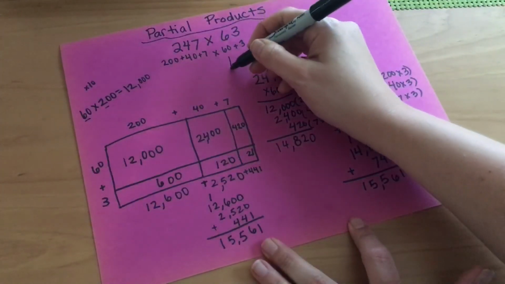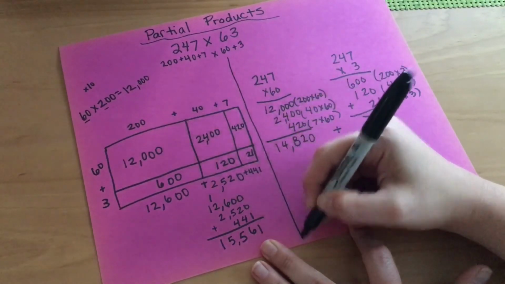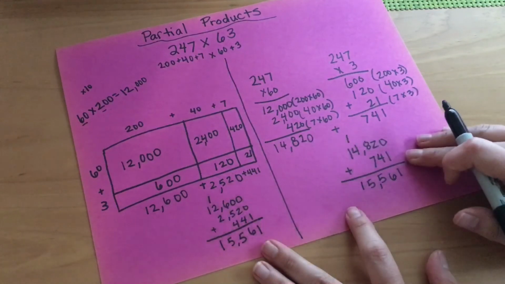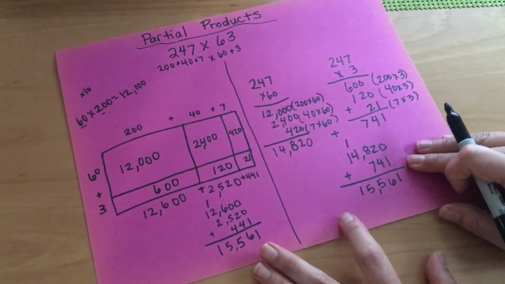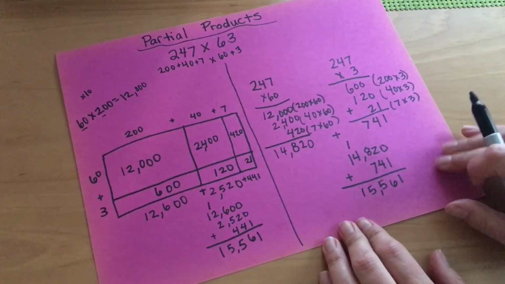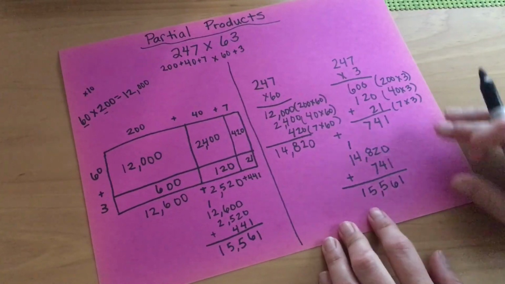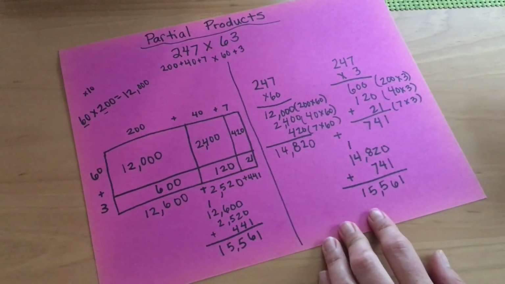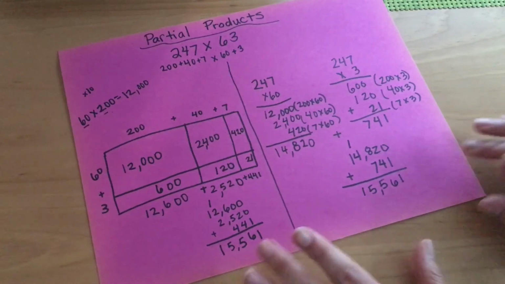These are two different ways. This one is an area model showing partial products. This one is really close to that standard algorithm that we're used to seeing, but breaking it up into partial products and then putting those partial products together. So that's it. 15,561 is our final answer.